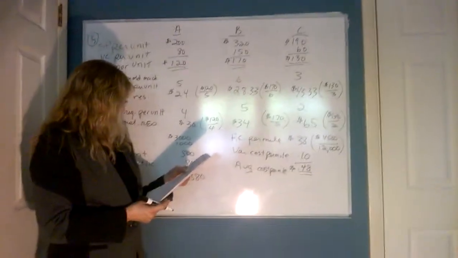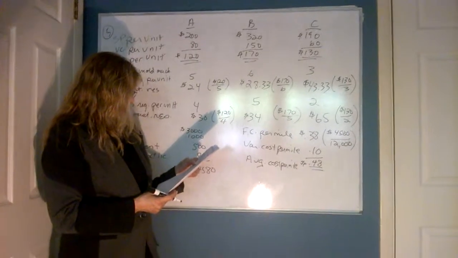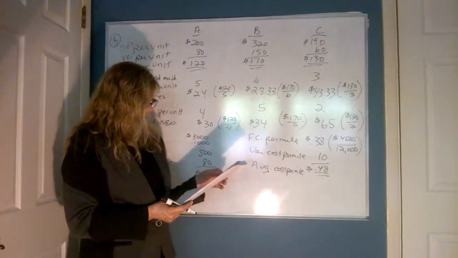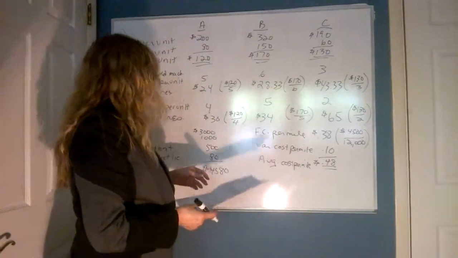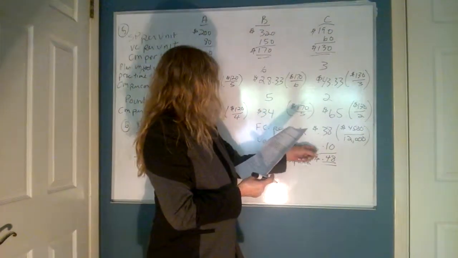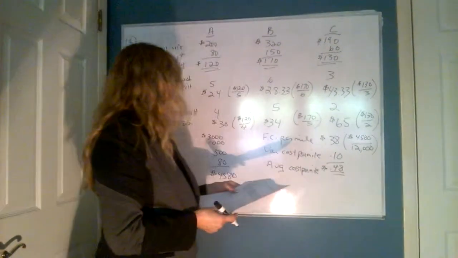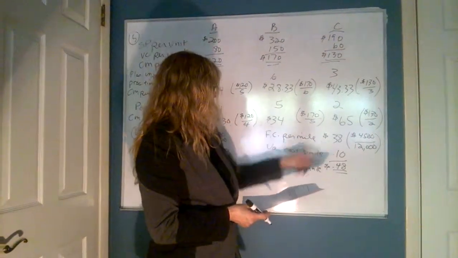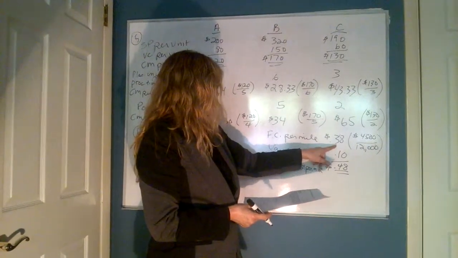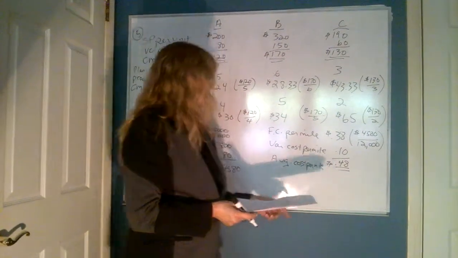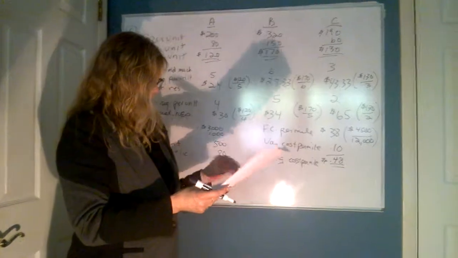Bob drove the car 12,000 miles per year, and we want to compute the average cost per mile of owning and operating the vehicle. So if we take our 10 cents per unit, which they give us in the table for our variable cost per mile, we already figured out 38 cents per unit for fixed costs, and we add the two together, our average cost per mile is 48 cents.